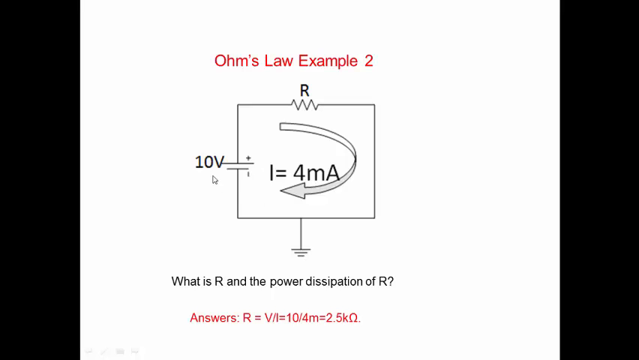They also ask for the power dissipation. Same thing, the easy way to calculate power is, because you know voltage and you know current, just multiply them together. So that is 40. But don't forget the prefix. So the answer should be 40 milliwatts.